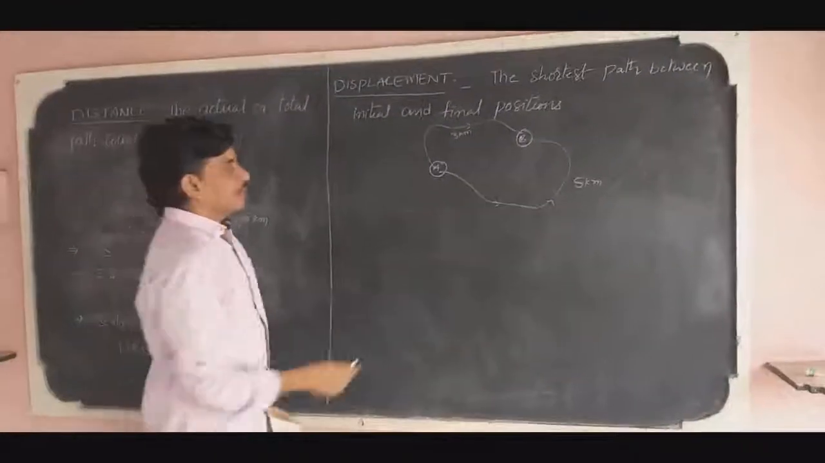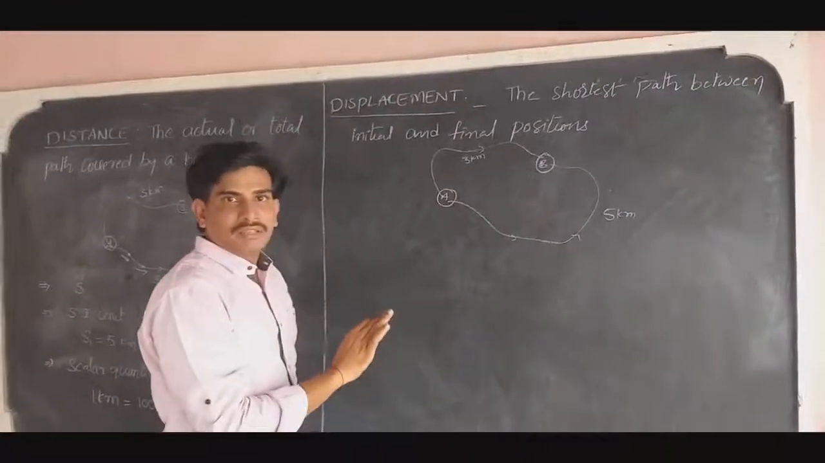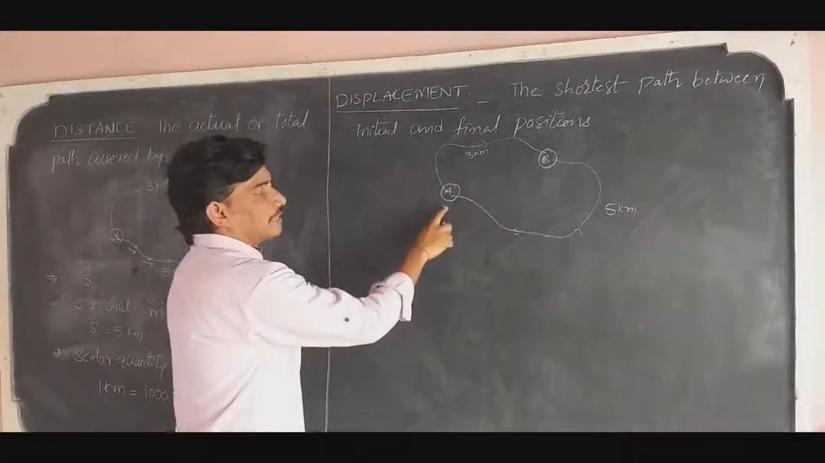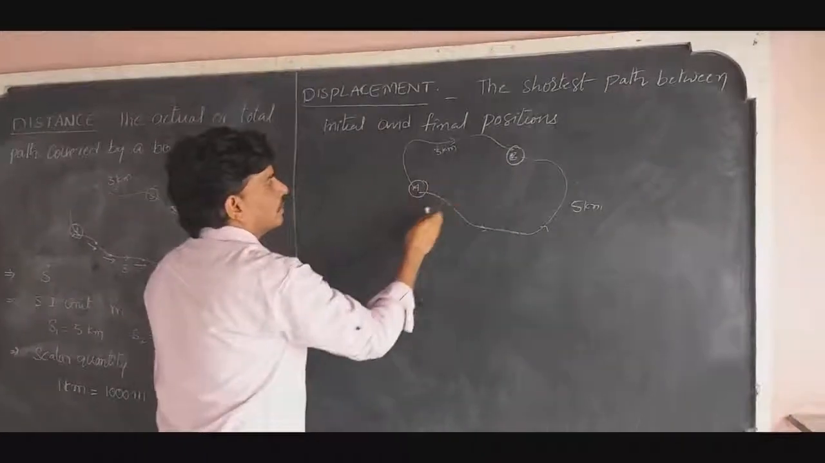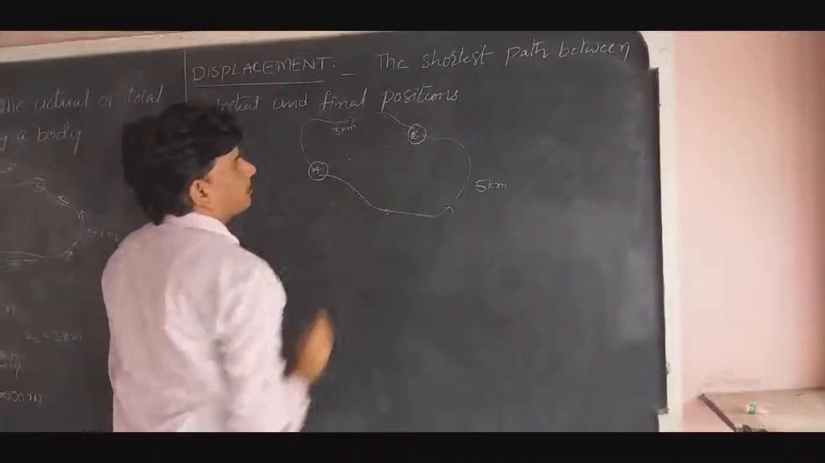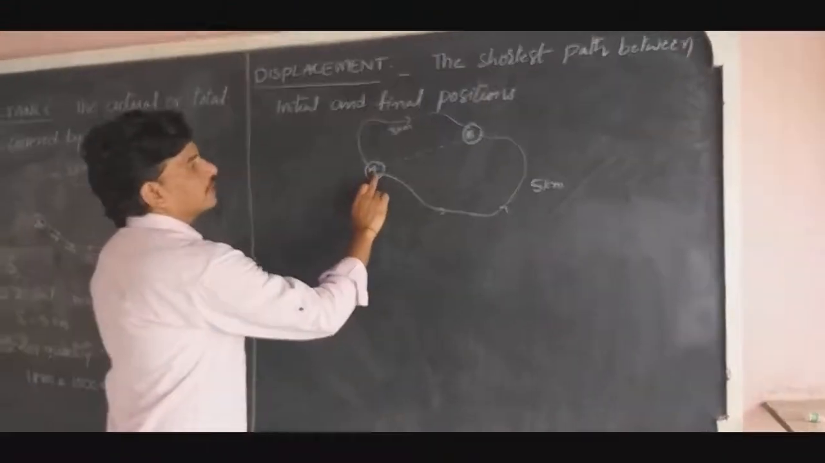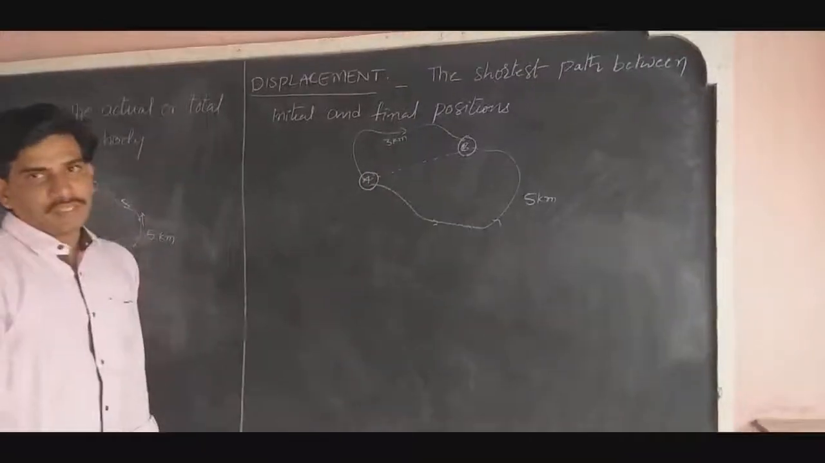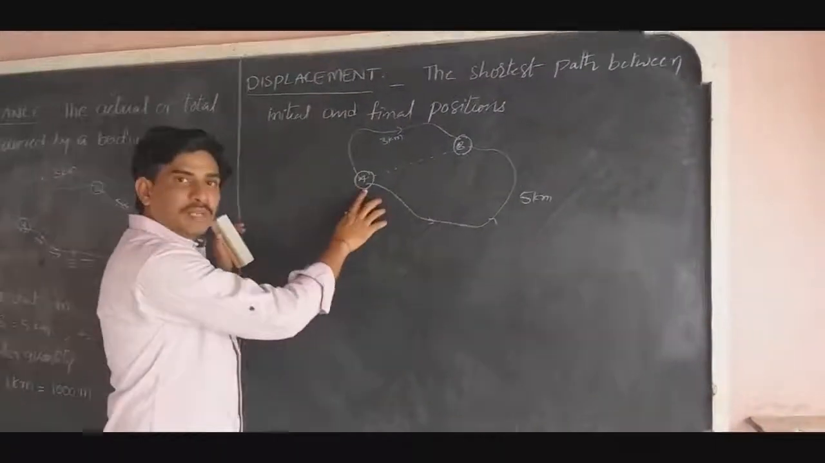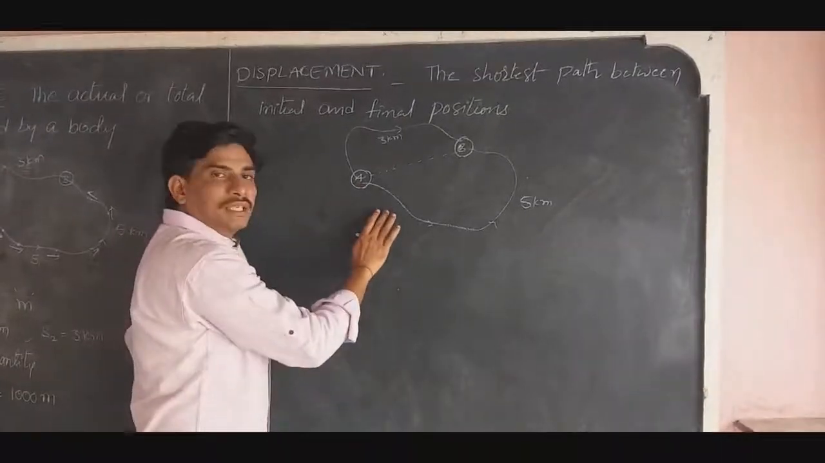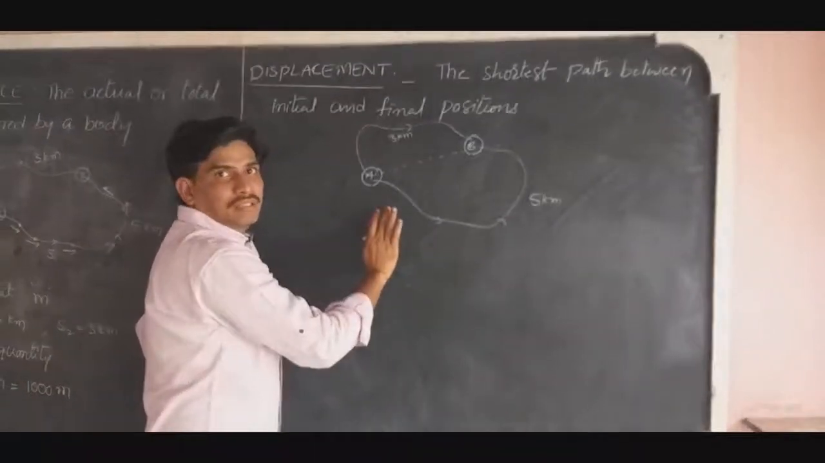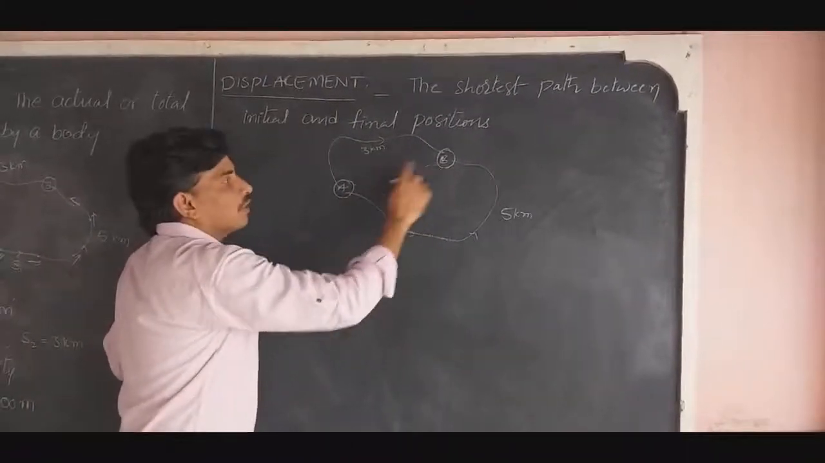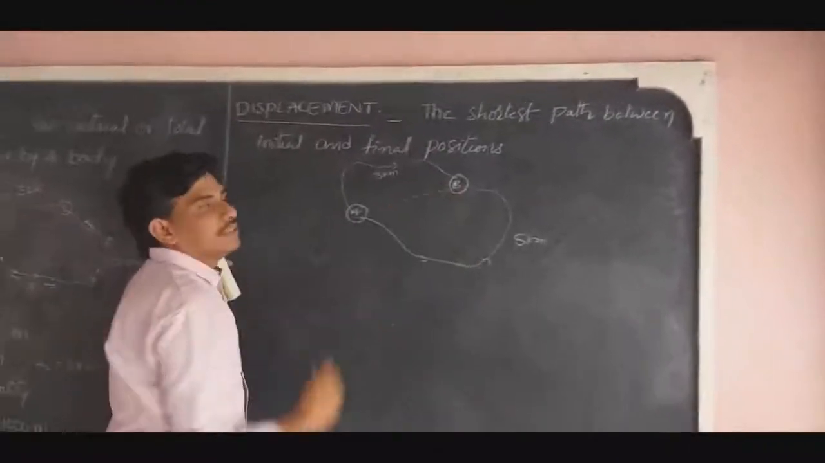But these two are not the shortest paths. So what is the displacement between these two positions? Here A is the initial position and B is the final position. So this is the shortest path. The displacement is nothing but the shortest path or shortest distance between A and B. In displacement, we don't consider what the actual path is. Irrespective of the path, we see only the initial point and the final point. Then the shortest distance is called the displacement.